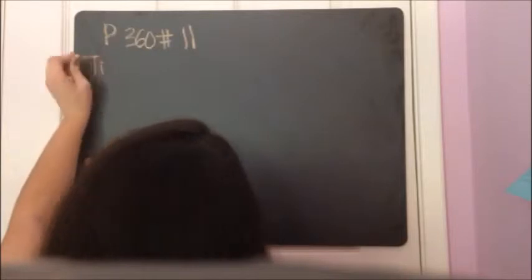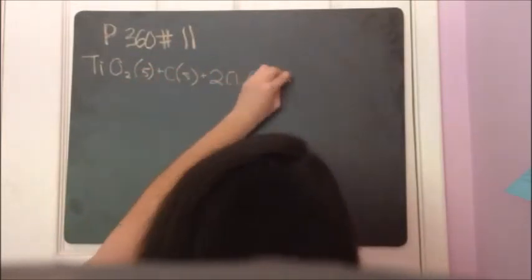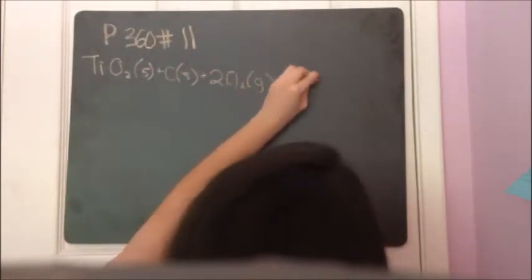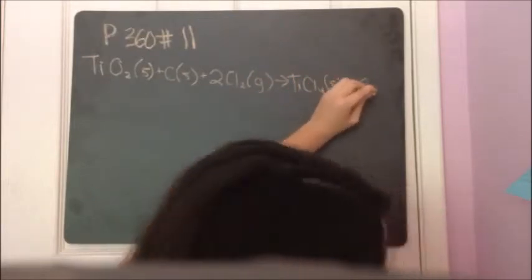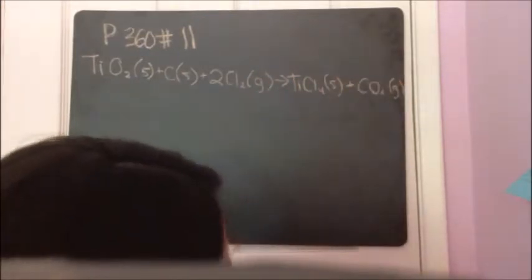Number 11 on page 360 says titanium is a transition metal used in many alloys because it is extremely strong and lightweight. Titanium tetrachloride is extracted from titanium oxide using chlorine and carbon. If you begin with 1.25 moles of TiO2, what mass of Cl2 is needed?